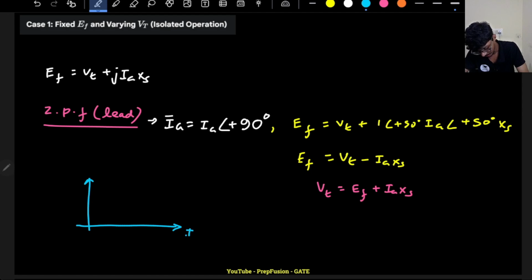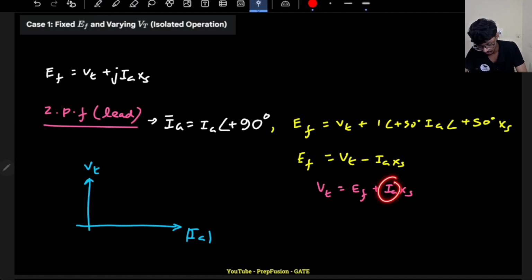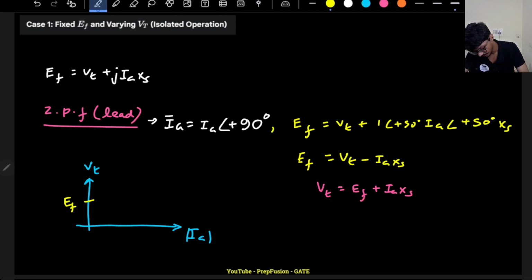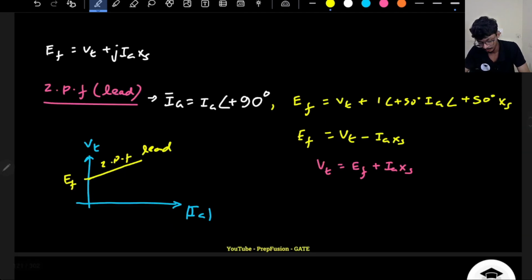If this is the Ia, I am varying the magnitude of Ia, and this is my Vt. When Ia is 0, this graph, only for the 0 power factor, equals EF, so I will be somewhere around here, at EF. If I keep on increasing Ia, the terminal voltage also increases. So the terminal voltage is actually higher than the field excitation voltage at 0 power factor. Very important point to understand: at 0 power factor leading, the terminal voltage will be higher than the field excitation voltage if I keep on increasing the armature current.